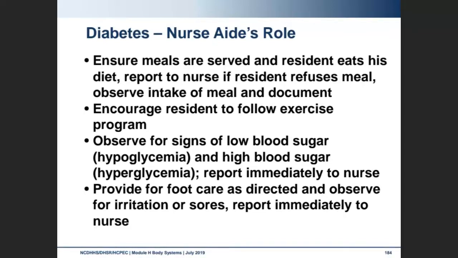So signs of low blood sugar, which is also called hypoglycemia. Your resident may be hungry, they may be nauseous and vomiting, feel weak and very shaky, they may be sweating or diaphoretic, headache, dizziness, their pulse may increase, their blood pressure may drop, their respirations may increase, they may actually become confused. Their skin may appear cool and clammy, and when it gets severe, it can lead to convulsions and unconsciousness.